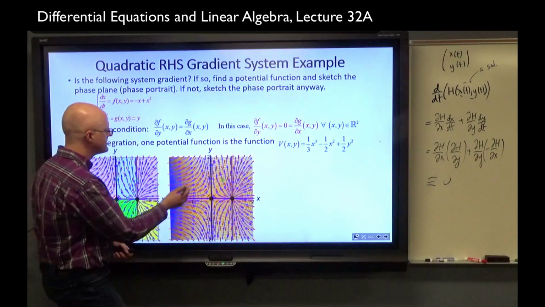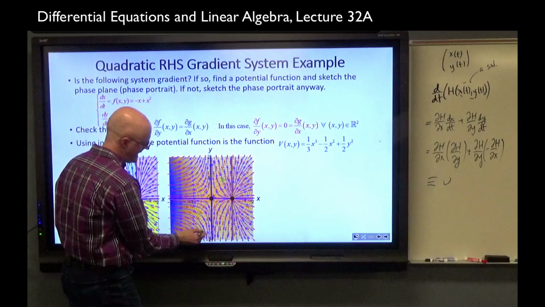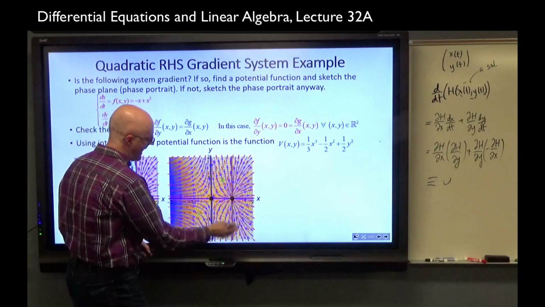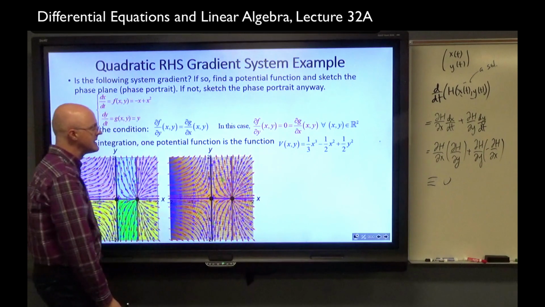And that happens no matter where you are. Here, it happens over here. Any time a blue curve crosses the background level curves of the function V, you are crossing perpendicularly.